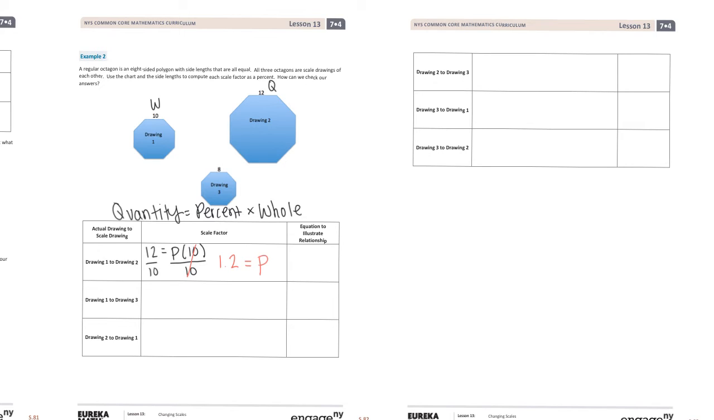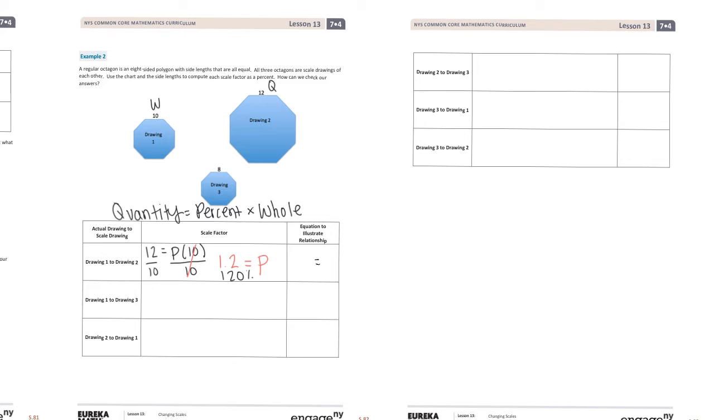So now we know that our scale factor is 1.2. But now we also want to turn this into a percent. And one way to do that is we're going to move the decimal over to the right twice. And so that's going to give us 120%.